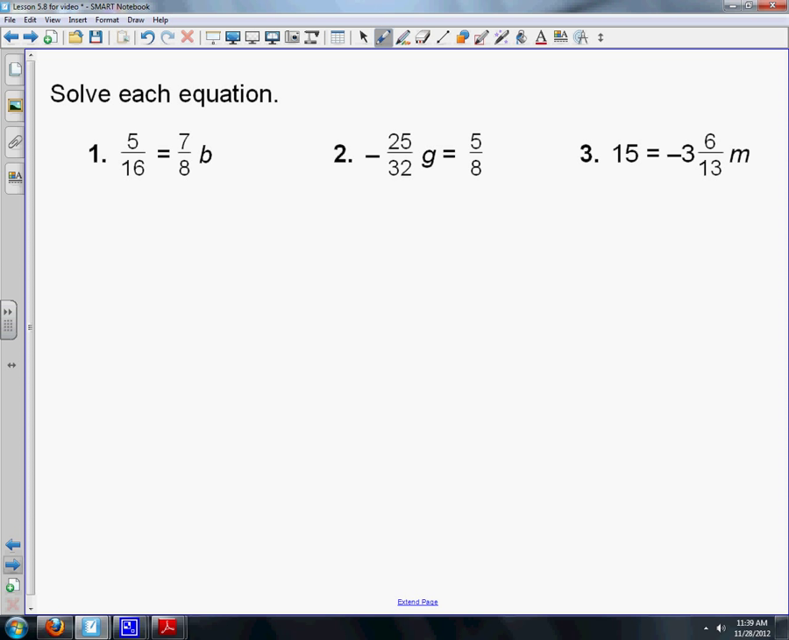Okay, first, I have 5/16 equals 7/8 b. So I'm going to multiply by the reciprocal, which is 8/7. And then I see I can cross reduce. 8 goes into 8 once and 8 goes into 16 twice. So 1 times 5 is 5 and 7 times 2 is 14 equals b.